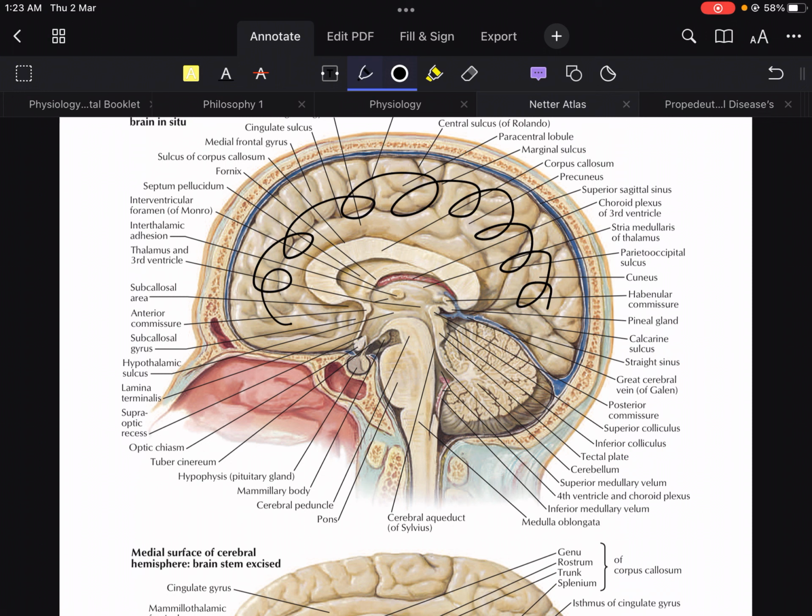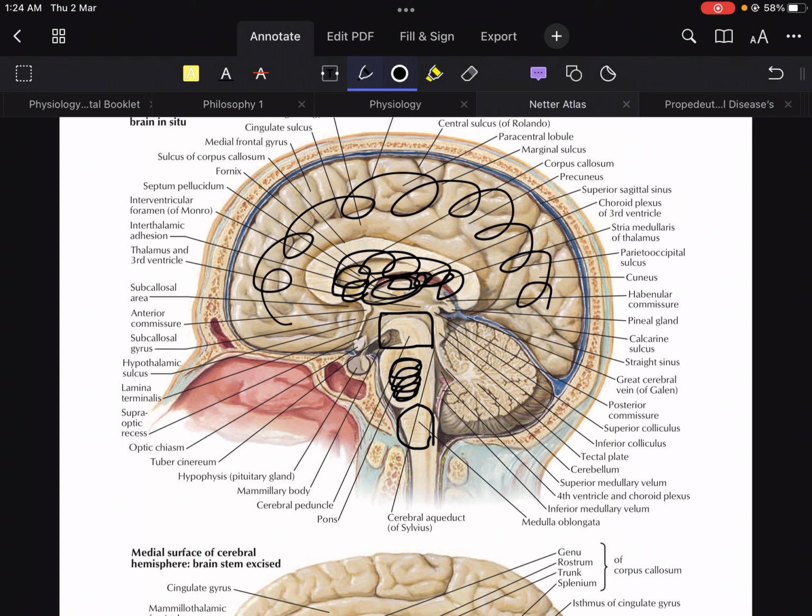The second part is the diencephalon, which is this part. The third part is the mesencephalon or midbrain, which is the smallest part in our brain. And the fourth part is the hindbrain or rhombencephalon. The rhombencephalon has two parts, pons and medulla oblongata. This part is pons and this part is medulla oblongata.